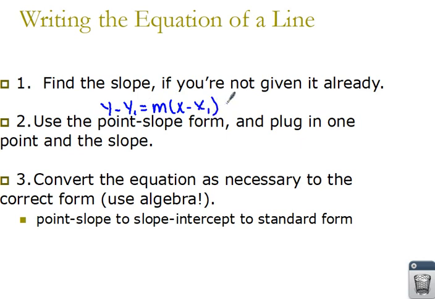This is the one I start with every time. And then after you do point slope, you can go to step 3 and you can convert the equation as necessary to the correct form. This is the pathway to do these equations. From point slope, it goes to slope intercept, then it goes to standard form. And you'll see this after we do a couple examples.